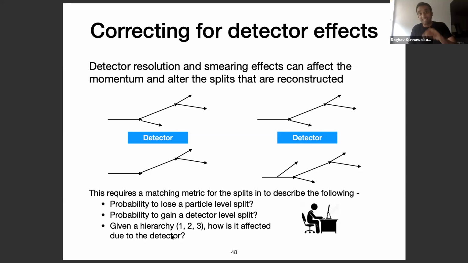If you're looking at second and third, you have to correct for the detector effects on the hierarchy, and then correct for whatever unfolding that you have. So we actually do the unfolding, and then we correct for the hierarchy effect.